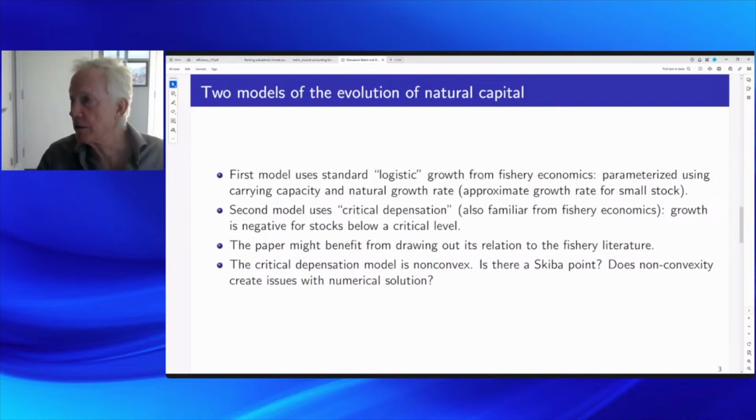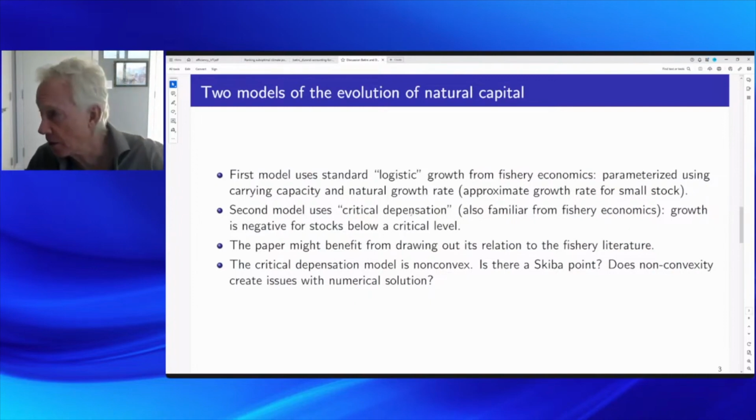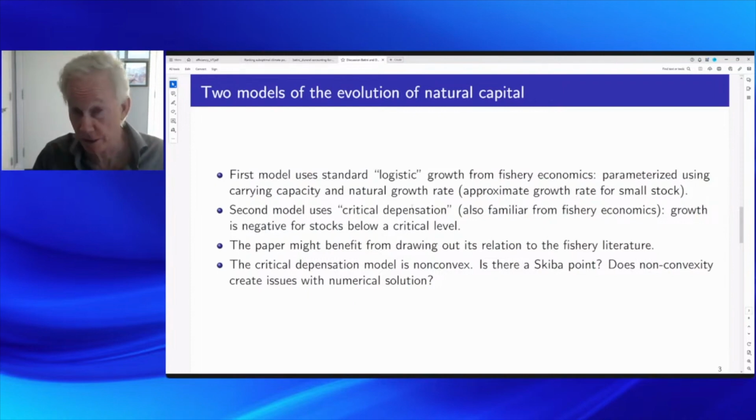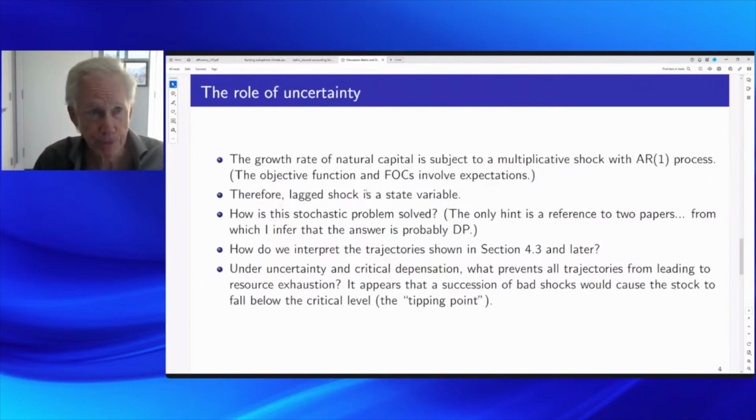And just sort of more generally, it might have been more natural to have started with a model that more closely resembles the shallow lake setting rather than the critical depensation setting, because the critical depensation, that's the case where the growth is zero when the stock falls below a certain point. That's, as I say, kind of an extreme situation.